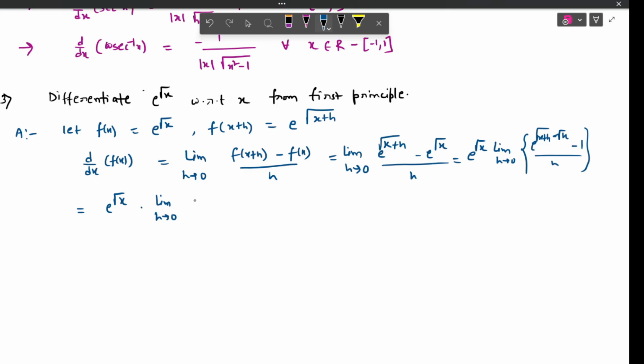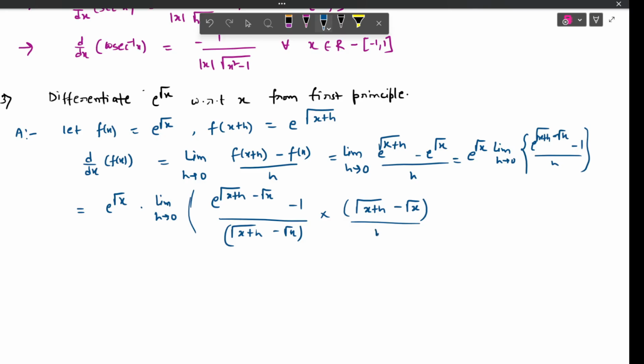So limit h tends to 0 e to the power root under x plus h minus root under x, minus 1, divided by, if we rationalize or multiply by root under x plus h minus root x in the denominator, then we have to multiply in the numerator also root under x plus h minus root under x, and here we have one h, so h.